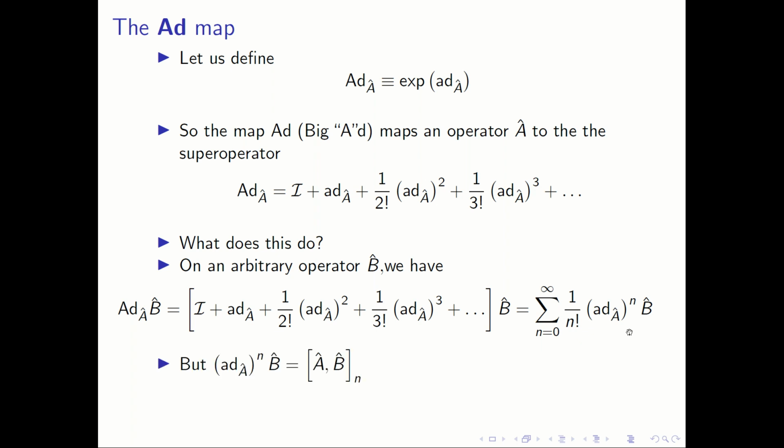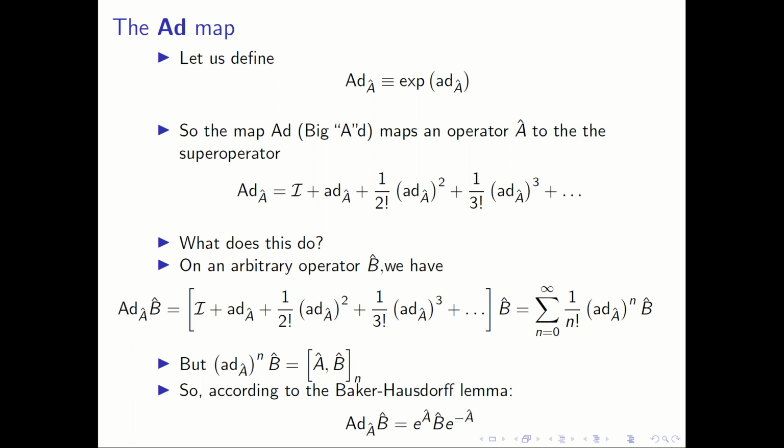But what is ad A acting n times on B? Well, ad A acting once on B is the commutator of A with B. Ad A acting twice on B is A's commutator with A commutator B. Ad A acting 3 times on B will be A's commutator acting on A's commutator, acting on A's commutator with B, and so on, n-fold repeated commutators. You must remember that we met this in a rather big way when we talked about the Baker-Hausdorff lemma. And in fact, the Baker-Hausdorff lemma is actually what we are aiming at here. According to the Baker-Hausdorff lemma, Ad A acting on B is simply e to the A, B, e to the minus A.